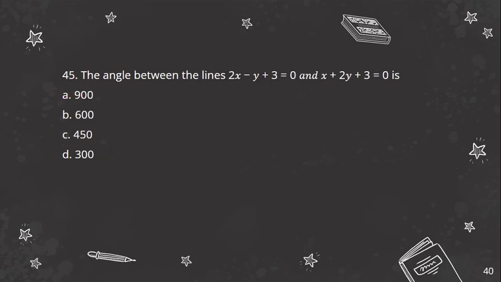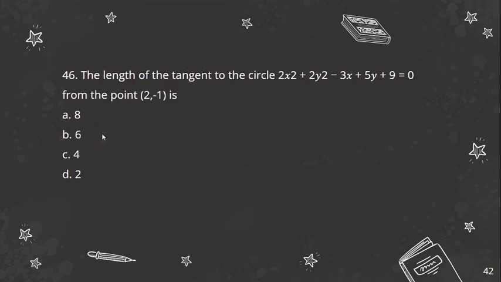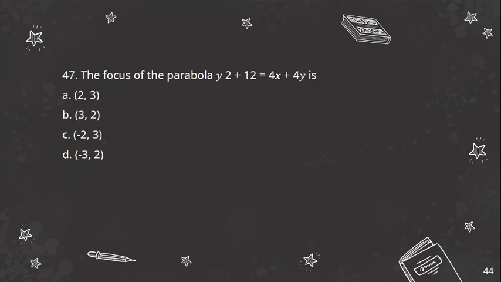The angle between two lines was found to be 90 degrees, and 90 degrees is equivalent to 450 degrees, so the correct answer is 450 degrees. The length of tangent to the circle 2x square plus 2y square minus this equation, from this we can calculate the length of tangent. The focus of the parabola, we can calculate by comparing it with the standard equation.